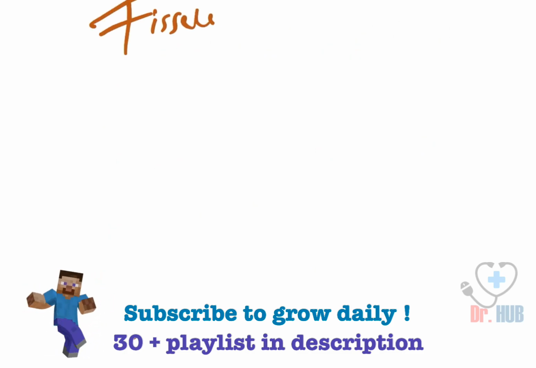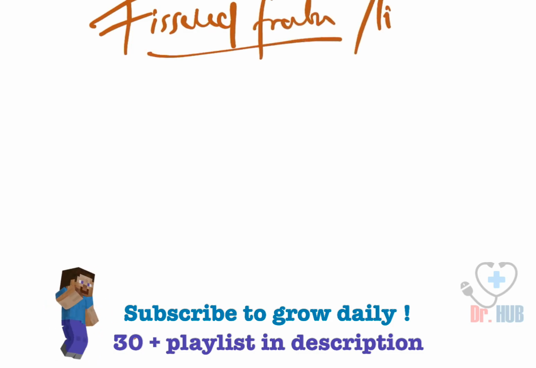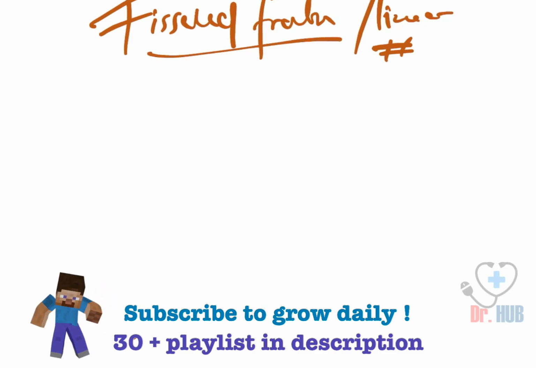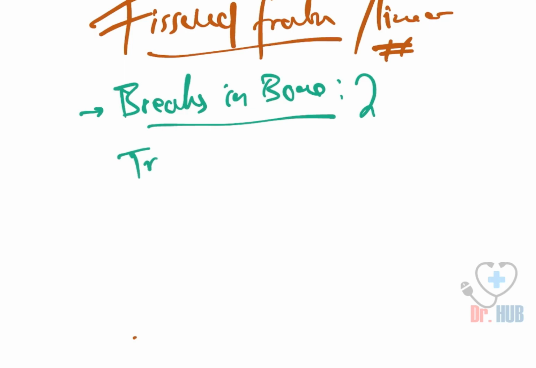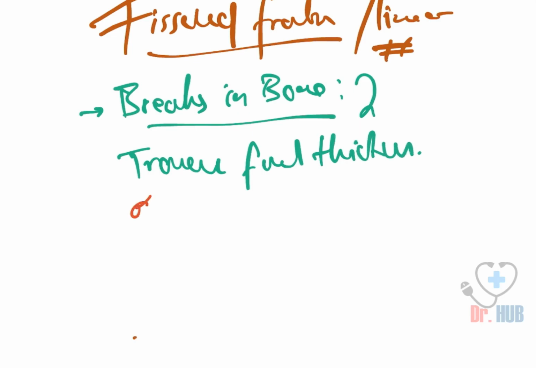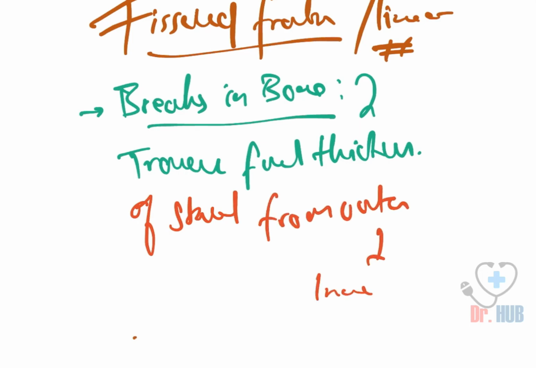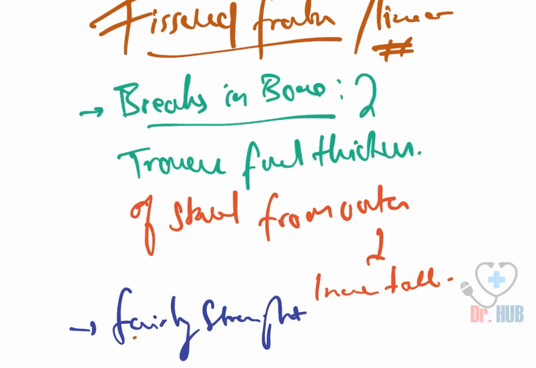Next, we are looking at the fissured fracture, or the linear fracture. Here they are nothing but breaks in the bone. They traverse the full thickness of the skull, from the outer to the inner table. Usually it is fairly straight, and there is no bone displacement.